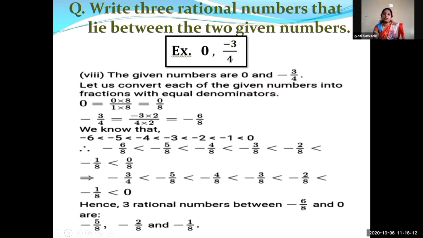Now in between -6 and 0, which numbers are there? -5, -4 up to -1. Now take the denominator 8, we get -6 upon 8, -5 upon 8, -4 upon 8, up to 0 upon 8. See. Now write any three numbers from these. Hence, the three rational numbers in between -6 upon 8 and 0 upon 8, we can write any three numbers. We can write -2 upon 8, -5 upon 8, then -3 upon 8, any numbers. Okay. In this way, we can find the numbers in between rational numbers.